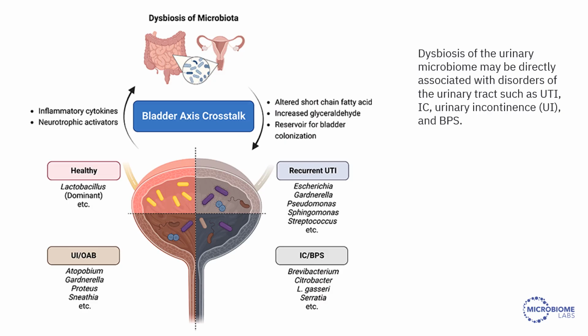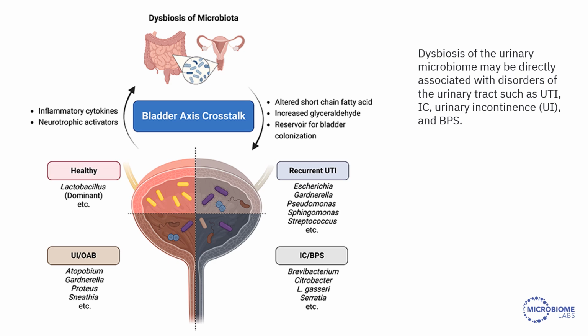Now, dysbiosis of the urinary microbiome may directly be associated with disorders of the urinary tract, like urinary tract infections, interstitial cystitis, and urinary incontinence. Here we see that the bladder axis crosstalk does involve the gut and the bladder. A healthy bladder is usually comprised of Lactobacillus species. Overactive bladder or urinary incontinence tends to involve a bladder that contains Atopobium, Gardnerella, Proteus, and even Snethia.